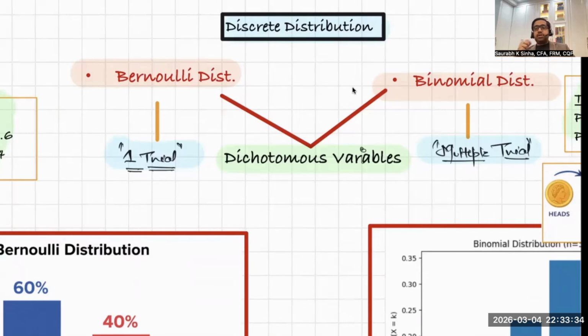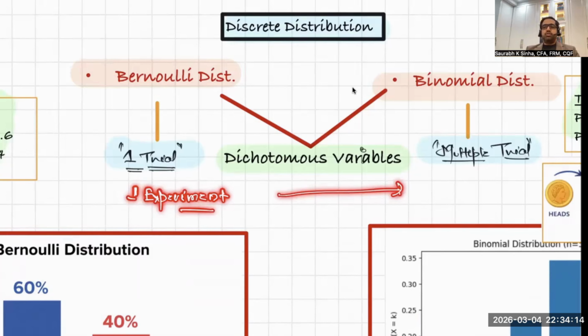So if you are interested in knowing whether the stock price will rise or fall, you can use Bernoulli distribution, binomial distribution, right? So think about how we can use Bernoulli or binomial distribution to predict whether the stock price will rise or fall. And by the end of the session, you should be thinking about that. But coming to the basics, Bernoulli distribution can be used for a dichotomous variable, but only if you have one trial or one experiment. If you have more than one trial, multiple trials, more than one experiment, you should move into binomial distribution. You should study binomial distribution.